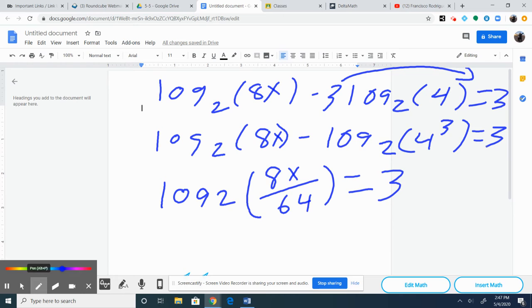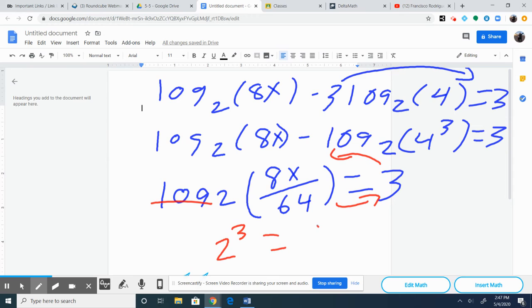Okay, so now we're going to switch these around in order to cancel out that logarithm. And now we have 2 to the power of 3 is equal to 8x over 64. So 2 to the power of 3 will give us 8 on one side, and then 8x divided by 64 on the other.